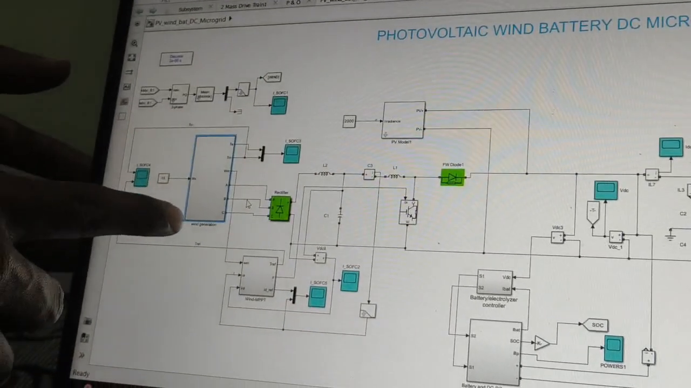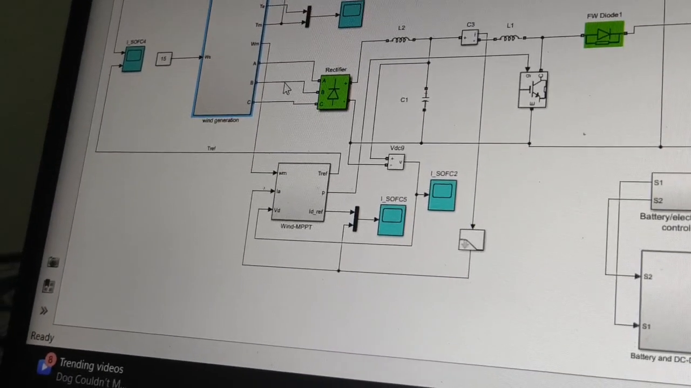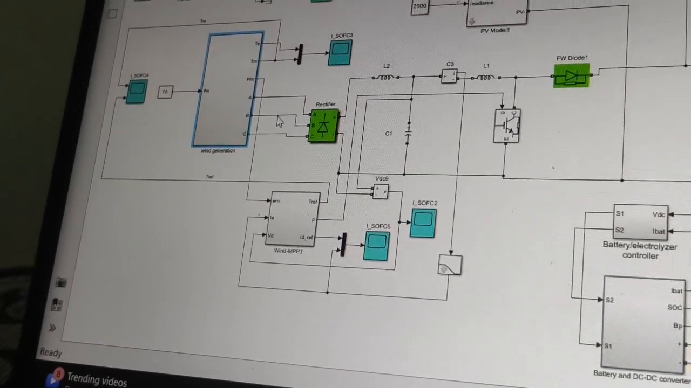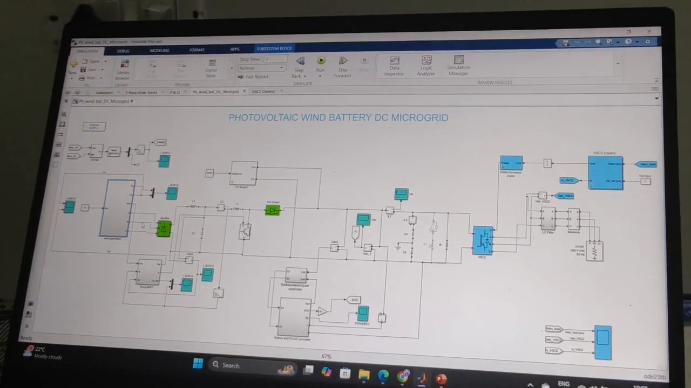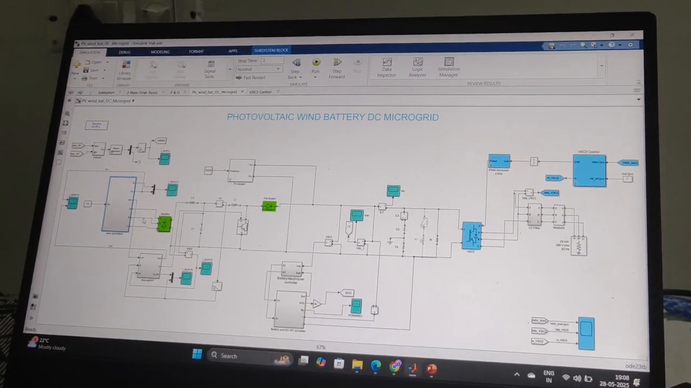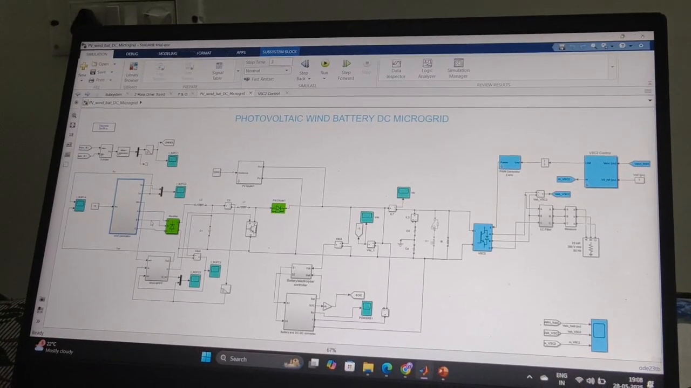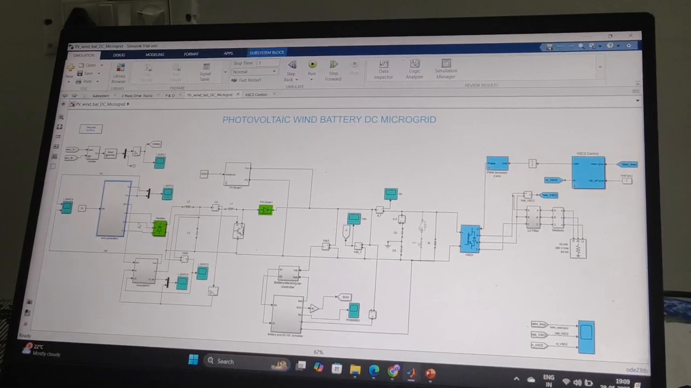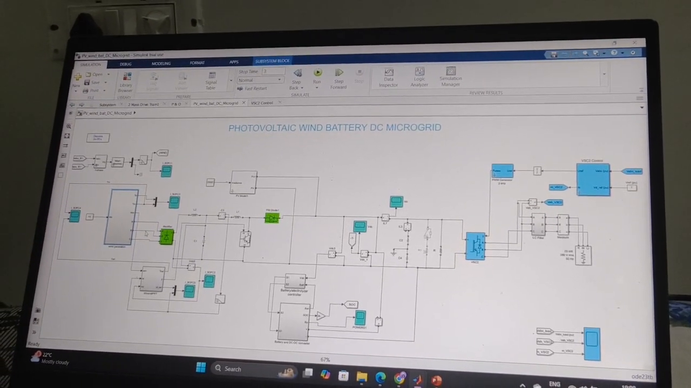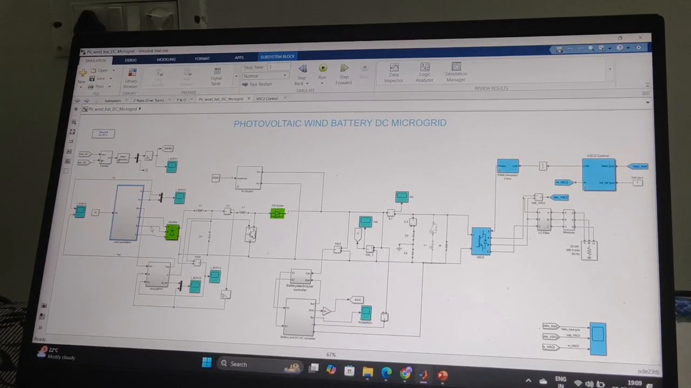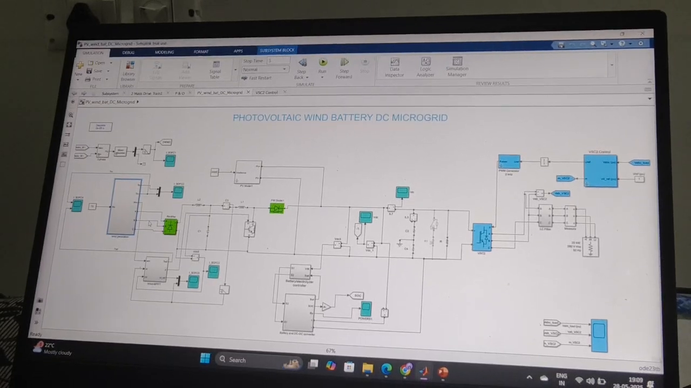Here the wind generation is connected to the wind MPPT. MPPT means maximum power point tracking system. We are using MPPT to track the maximum power from the wind. When the maximum power is coming, it takes the current and either charges the battery or gives it to the output, depending on the current and power coming. When there is more power, it generates more power. That is why we are using MPPT.